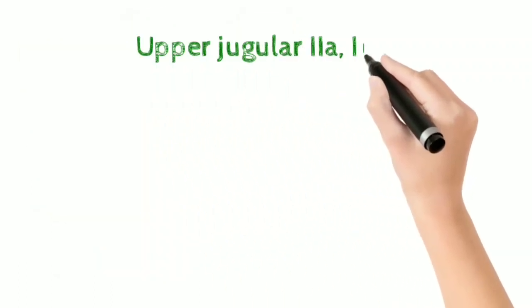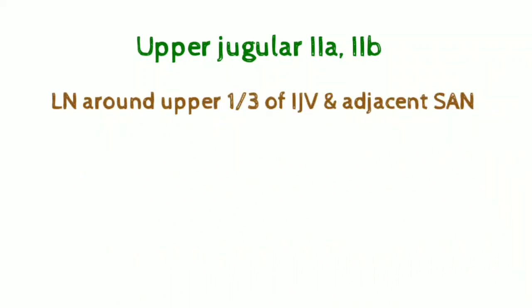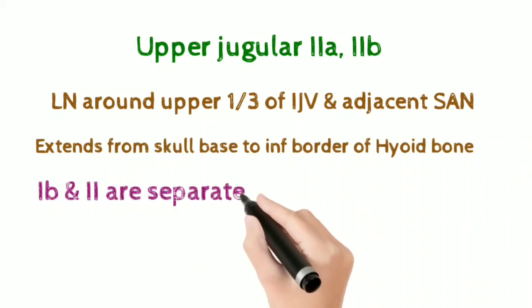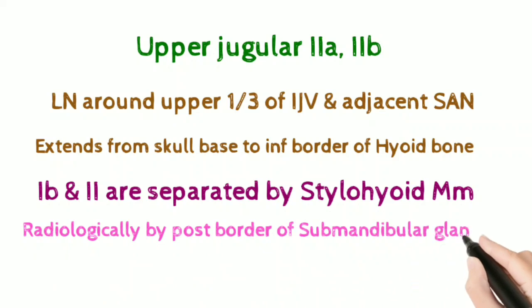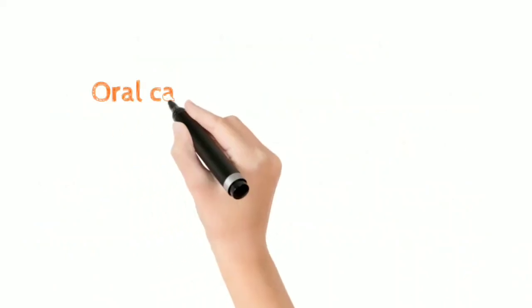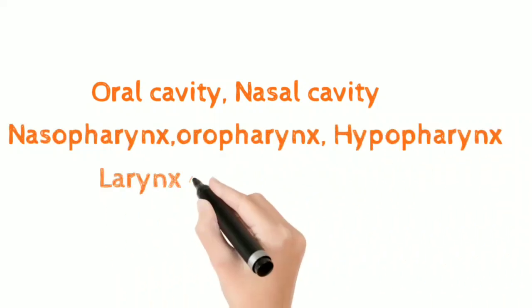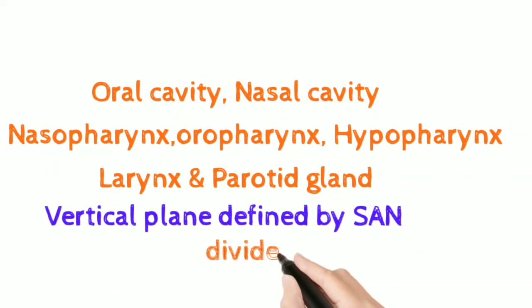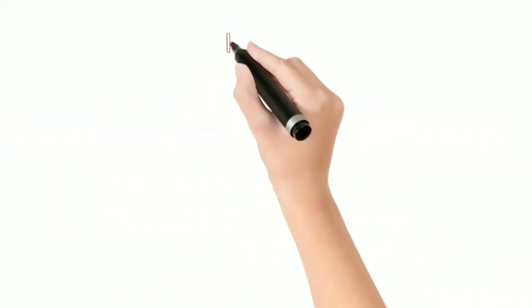Next is upper jugular, that is level 2A and 2B. These are lymph nodes around the upper one-third of IJV and adjacent spinal accessory nerve, and it extends from the skull base to the inferior border of hyoid bone. It receives metastasis from the oral cavity, nasal cavity, nasopharynx, oropharynx, hypopharynx, larynx and parotid gland. There is a vertical plane defined by the spinal accessory nerve which divides level 2 into 2A and 2B.